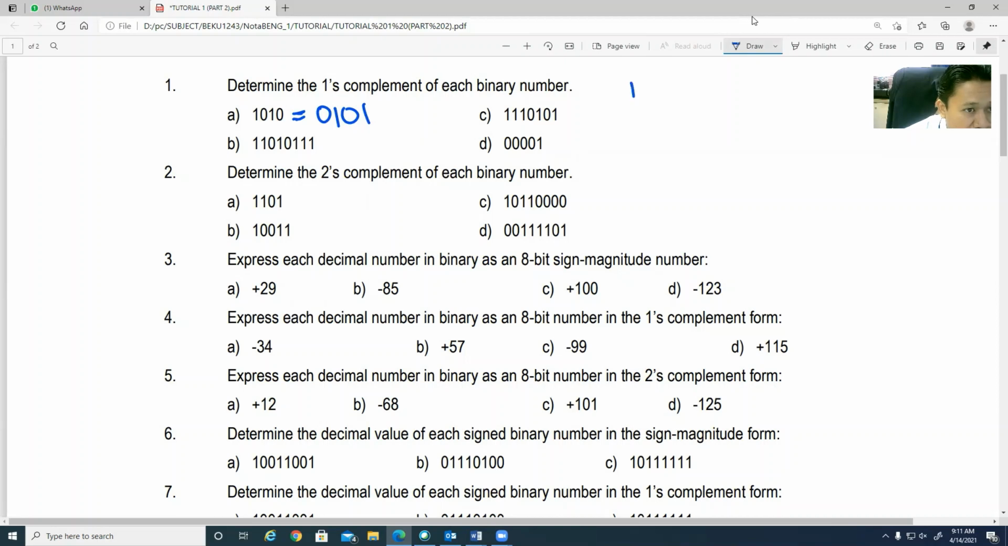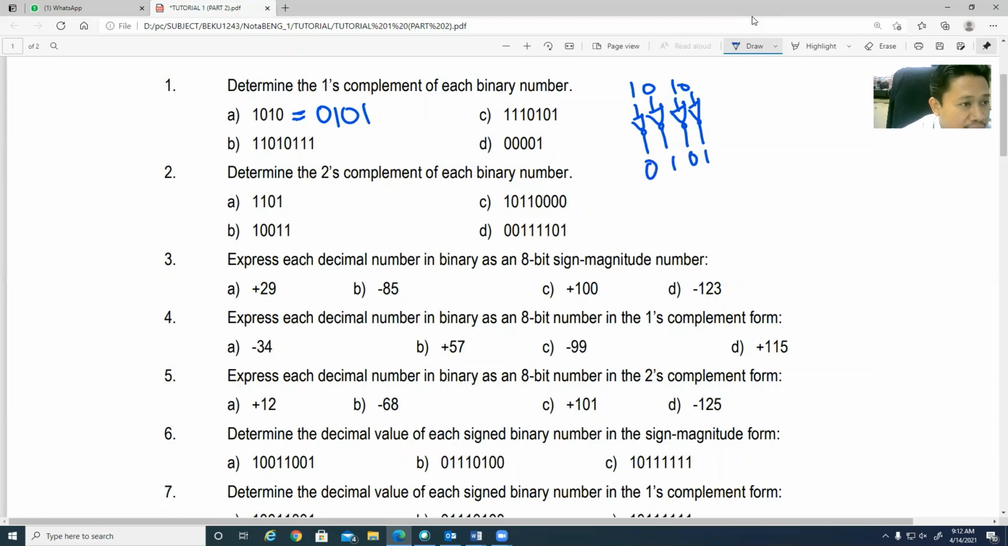For example, we have 0 1 0 1. Then we go through the NOT gate. We have a NOT gate here. This is called a first complement. That means we have the NOT inverter here, so this one will invert the input, so this one will be 0, 1, 0, 1.